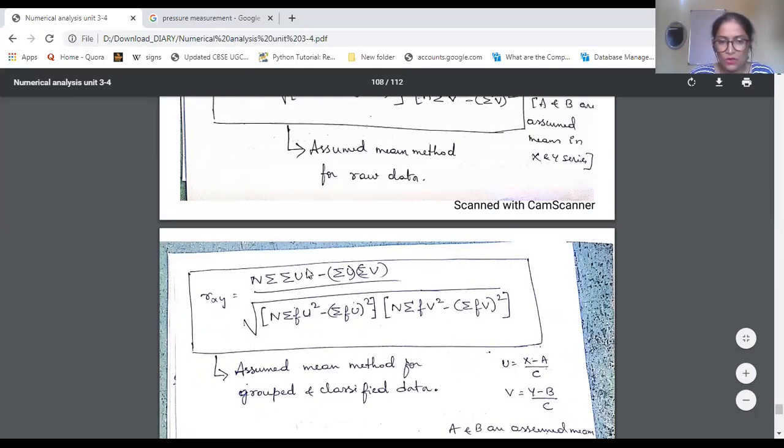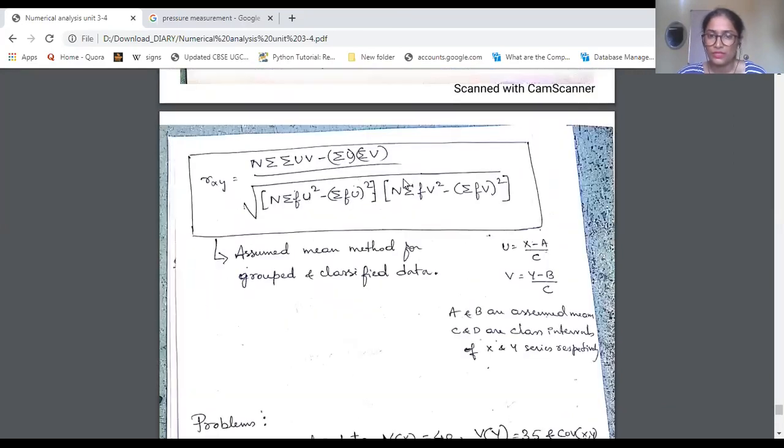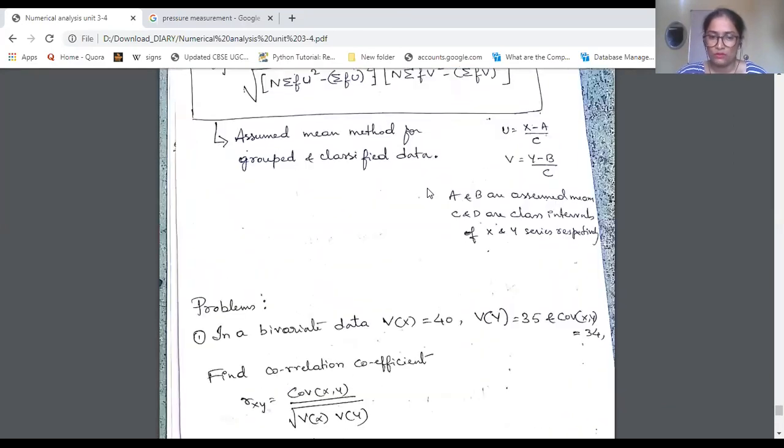So we have replaced all x and y by u and v, and this is called the step deviation method, because we are dividing the difference between the variable and the assumed mean by the class interval, and that's why this is called step deviation. Those are all the formulas we will be using in the problems to solve now.